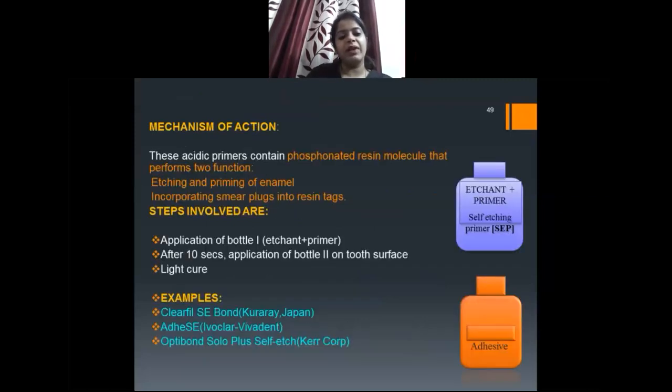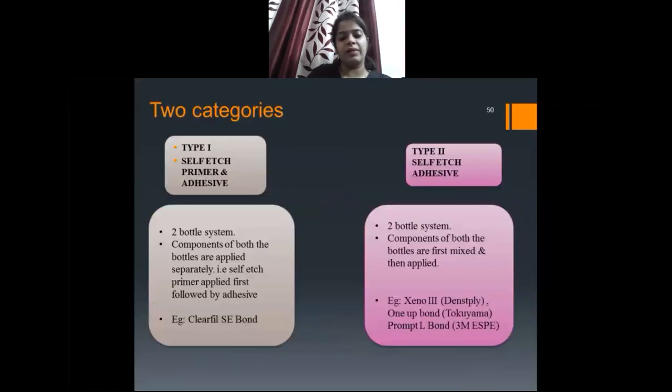The mechanism of action: these acidic primers contain a phosphonated resin molecule that performs two functions: etching and priming of the enamel, and incorporation of the smear plug into the resin tags. Steps involved are application of bottle 1, after 10 seconds application of bottle 2 that consists of adhesive, whereas bottle 1 consists of etchant and primer, and then light cure it. Examples are Clearfil, etc.